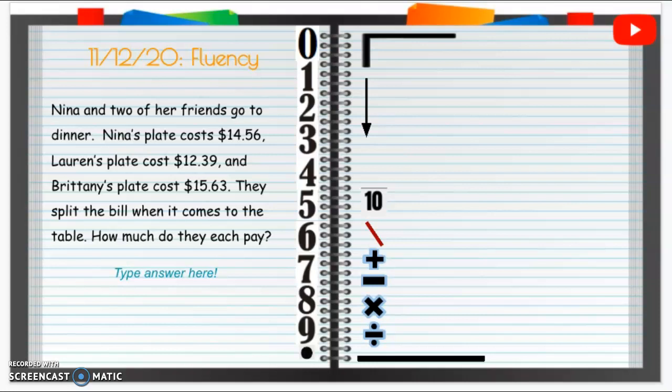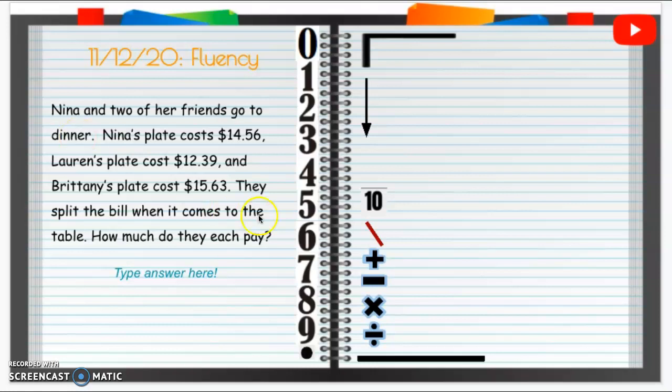November 12th, 2020, Fluency. Nina and two of her friends go to dinner. Nina's plate costs $14.56. Lauren's plate cost $12.39. And Brittany's plate cost $15.63. They split the bill when it comes to the table. How much do they each pay?